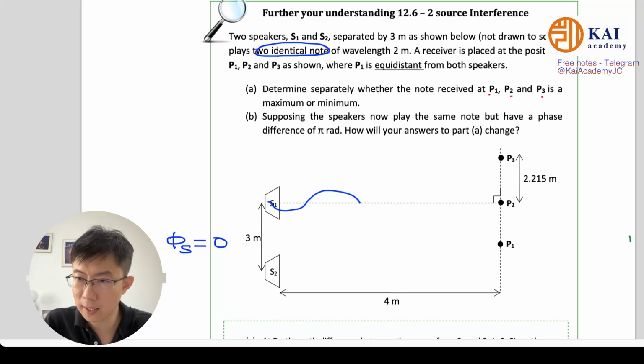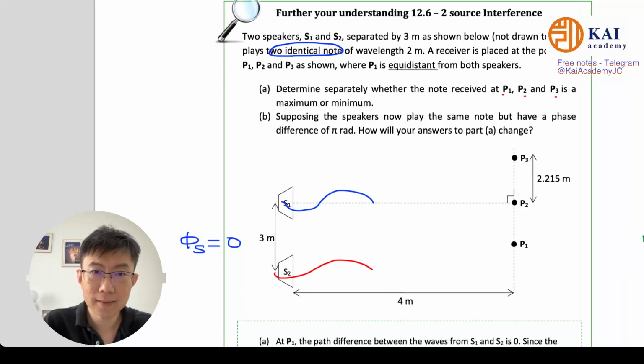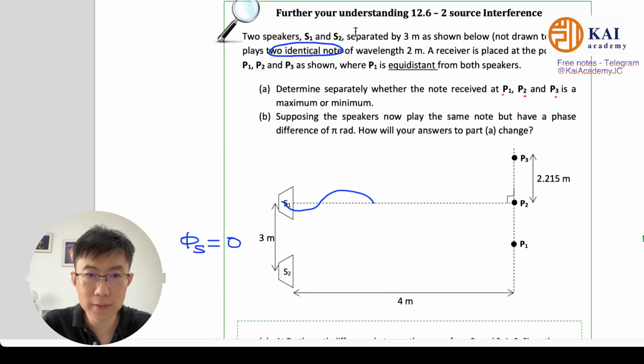Let me use a different color. In contrast, if the phase difference due to the source is pi, then what that means is when S1 produces a crest, S2 will produce a trough. Okay, for this question, they are in phase. So I'll just remove this. Let's look at what else is given to us.